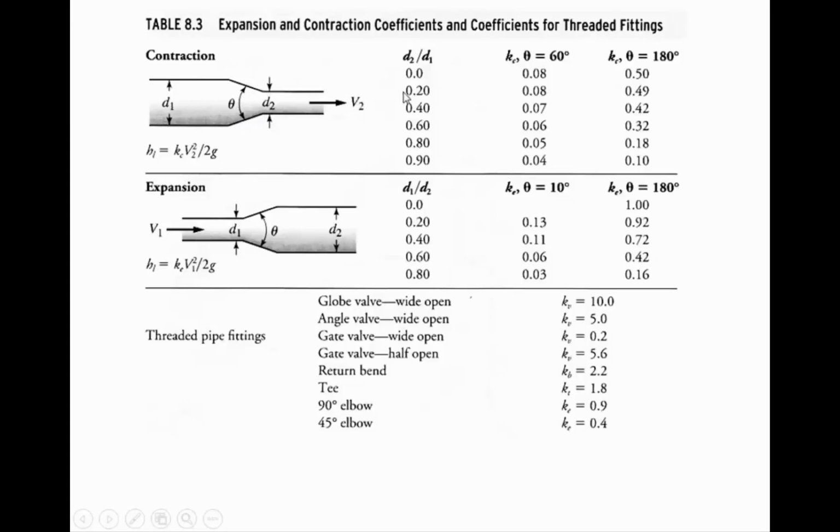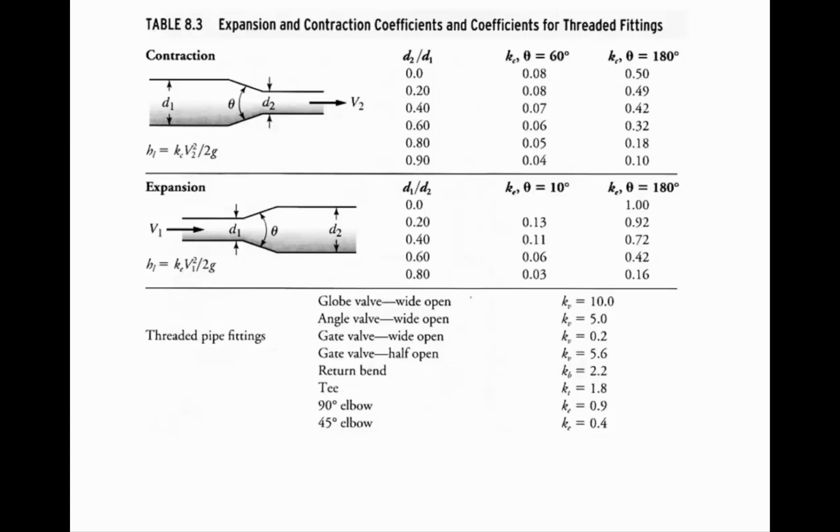And so why is it that if the diameter 2 to diameter 1 ratio is 0.2? That means, and this is a contraction that we're looking at for now, that here's diameter 2, and here's diameter 1.